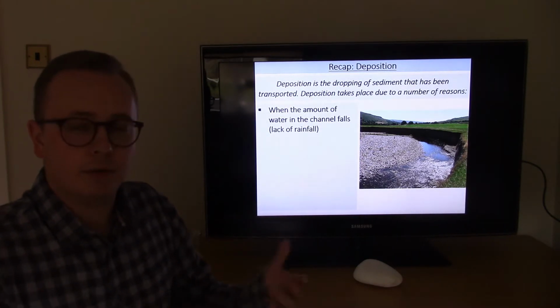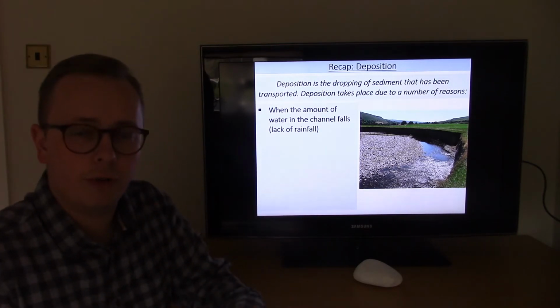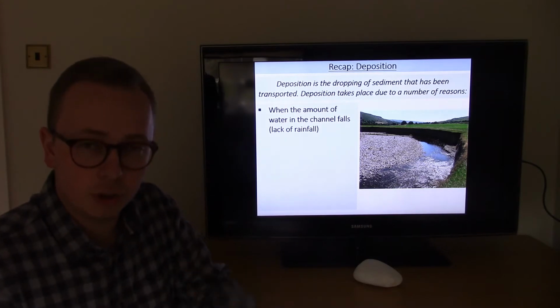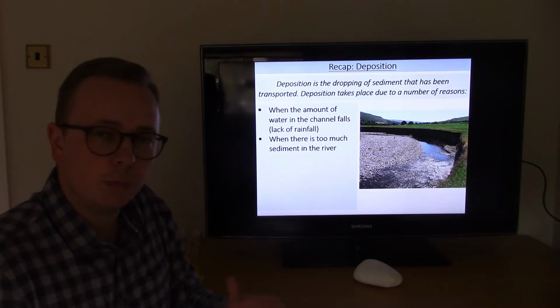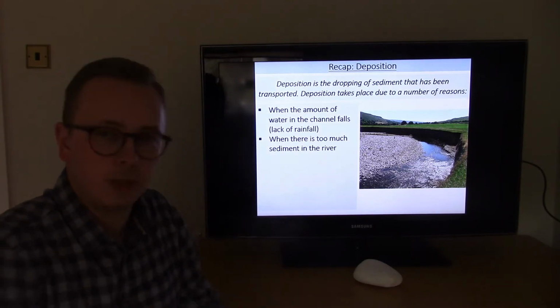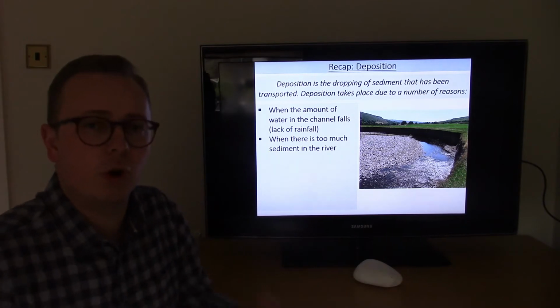Firstly, if the amount of water in the channel falls due to a period of little or no rainfall, the volume of water in the channel is going to fall, therefore its ability to transport is reduced, and so deposition takes place. Also, when there's too much sediment in the river, there's a large input of sediment, perhaps a riverbank collapses, there's going to be a lot of deposition because the river is not going to be able to transport that volume of material.